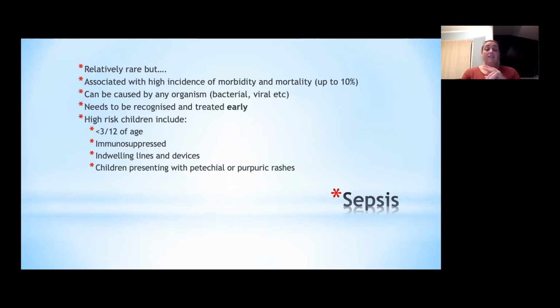High-risk kids to keep in mind are any child under 3 months of age. They're really high risk for sepsis. Also if they're already immunosuppressed, if they've got indwelling lines and catheters, so the kids with the peripheral PICCs, your ports, your Hickmans, all those kind of things, if they've got IDCs, anything like that. And children presenting with petechial or purpuric rashes. The rashes can be quite a late sign, but it's not always. So you need to be treating every petechial or purpuric rash quite seriously and monitoring it.